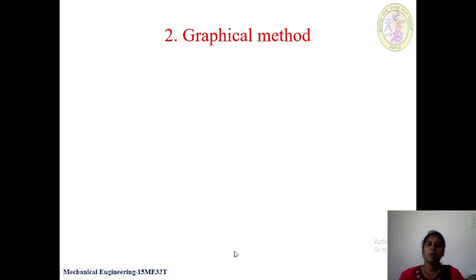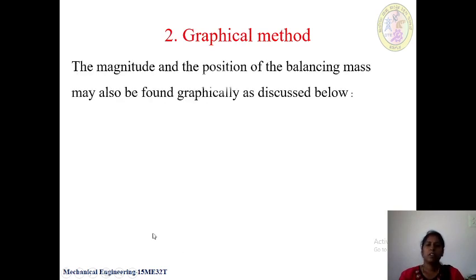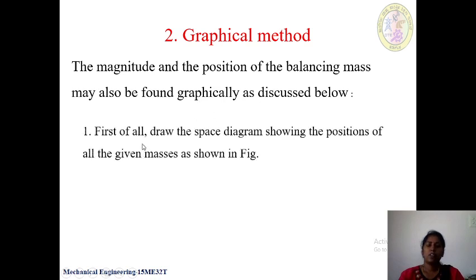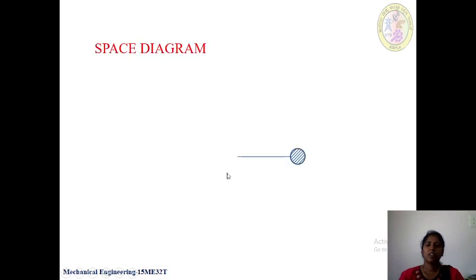Next, the same problem can be solved by using the graphical method. The magnitude and the position of the balancing mass may also be found graphically as discussed below. First, we need to draw the space diagram showing the positions of all the given masses as shown in the figure. That is our MA, of 16 kg, acting at the radius of 40 mm at 0 degrees.